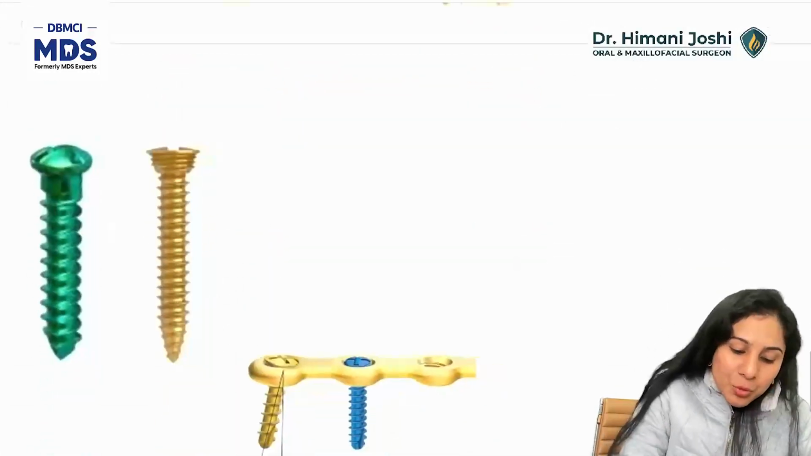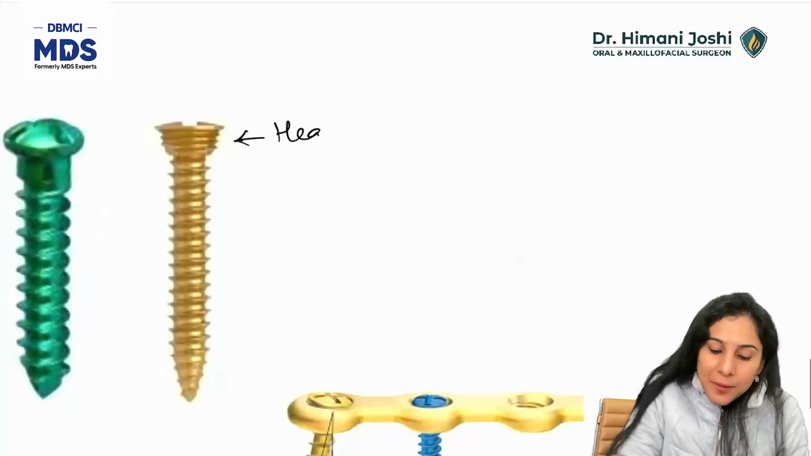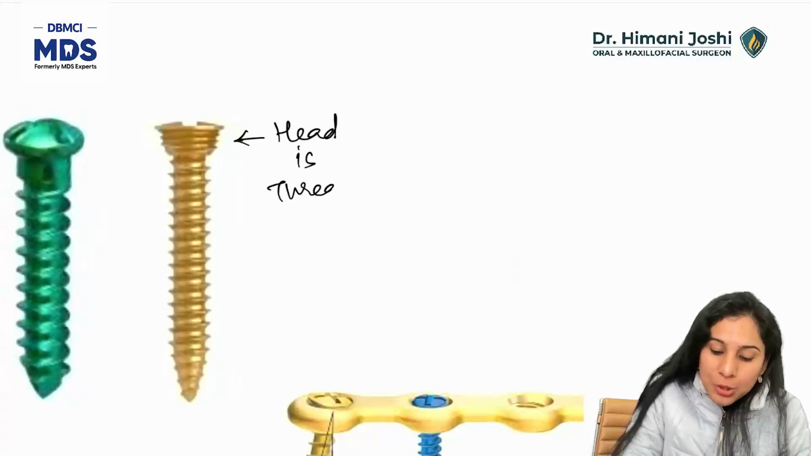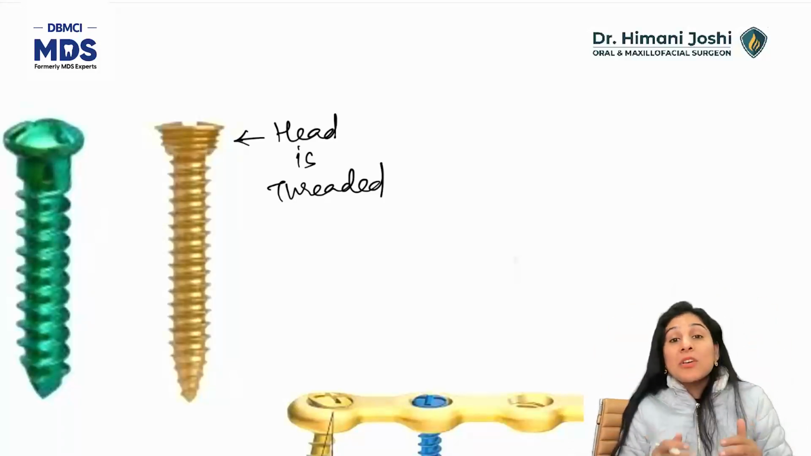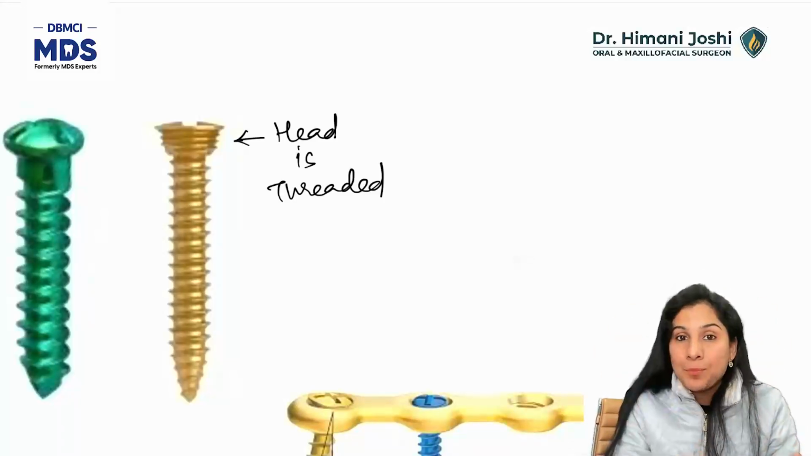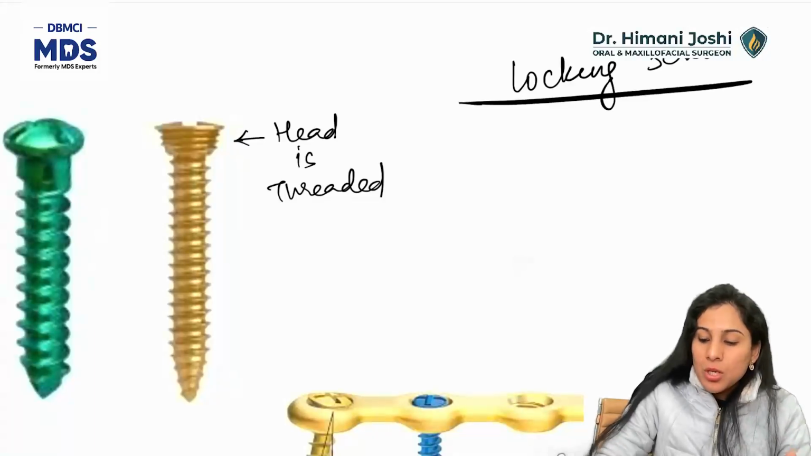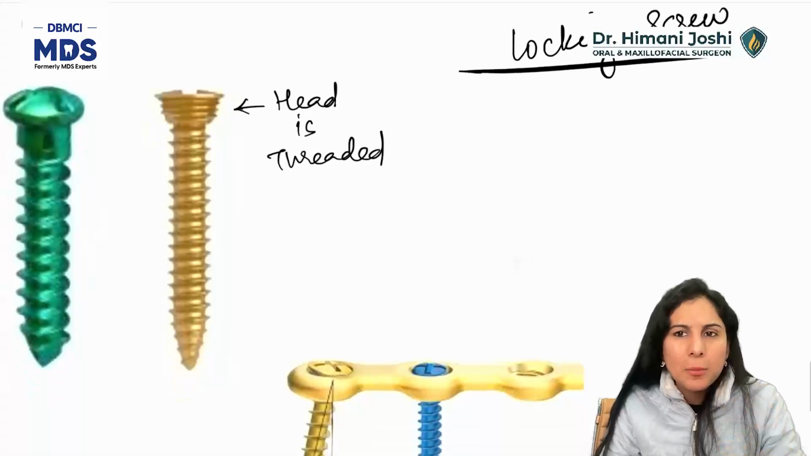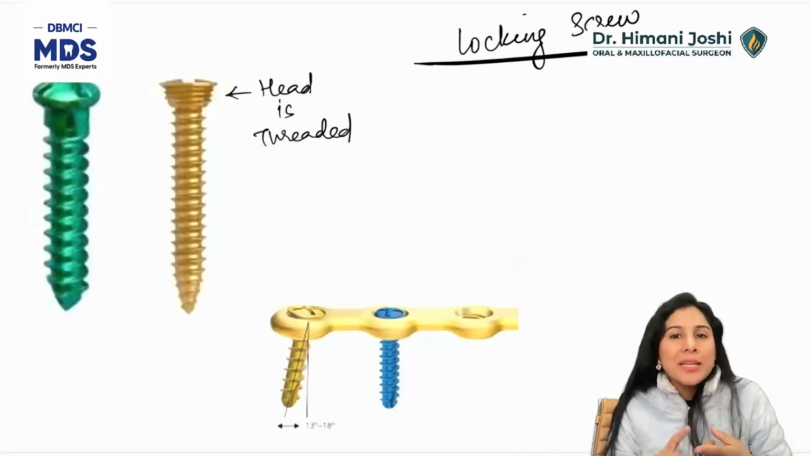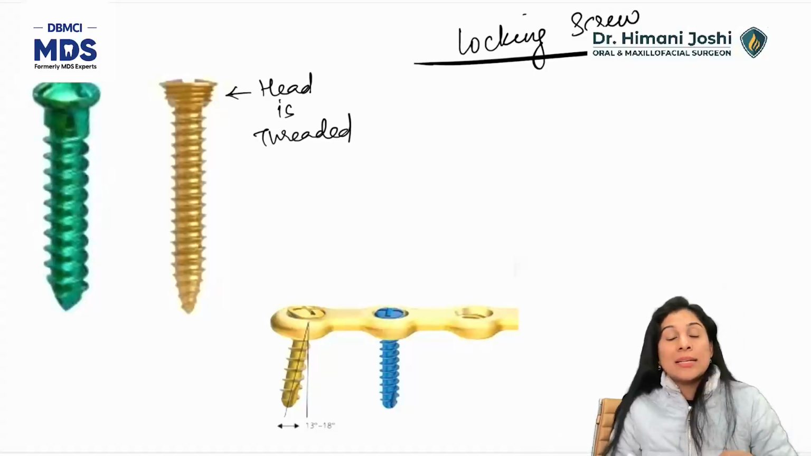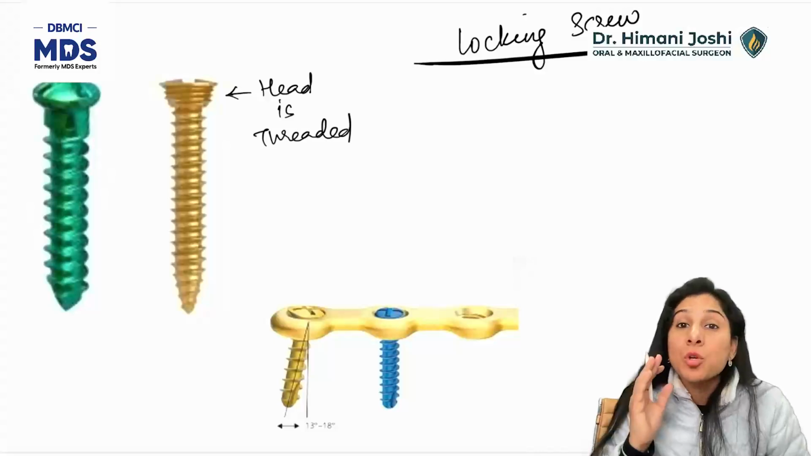Next, if I put extra threads on the head of the same screw, it is also threaded. Normally, the head is smooth, the shank is smooth, and the body is threaded. But if I put additional threads on the head, I will call it a locking screw. This is a locking screw. Locking screws are mostly used with bulkier plates like reconstruction plates. It has many advantages. Screw loosening is less, you can change the direction, and compression on the blood supply of the bone is much lesser. So many advantages of the locking screw.